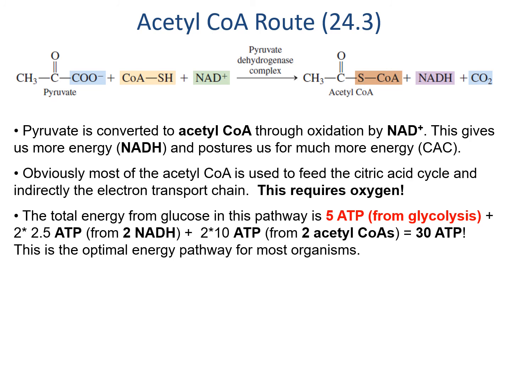The total yield for glucose being processed aerobically then is 5 ATP from glycolysis plus 2 times 2.5 ATP for the 2 NADHs produced by oxidizing pyruvate to acetyl-CoA, and then 2 times 10 ATP for the acetyl-CoAs that get processed in the citric acid cycle and the electron transport chain. This totals to 30 ATP, which is significantly larger than the energy of glycolysis alone.